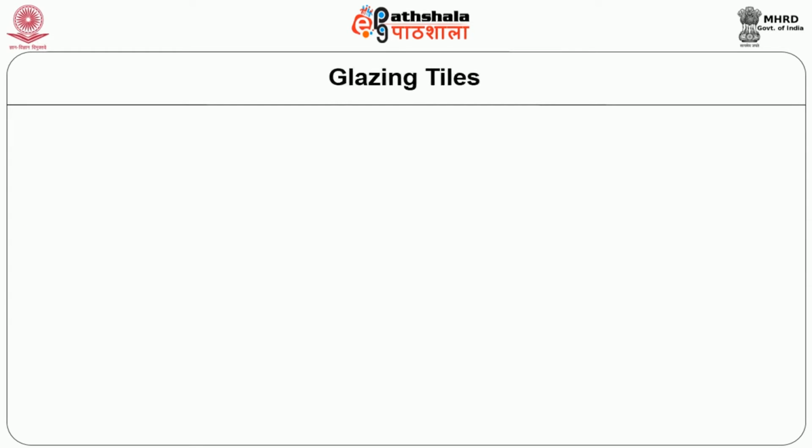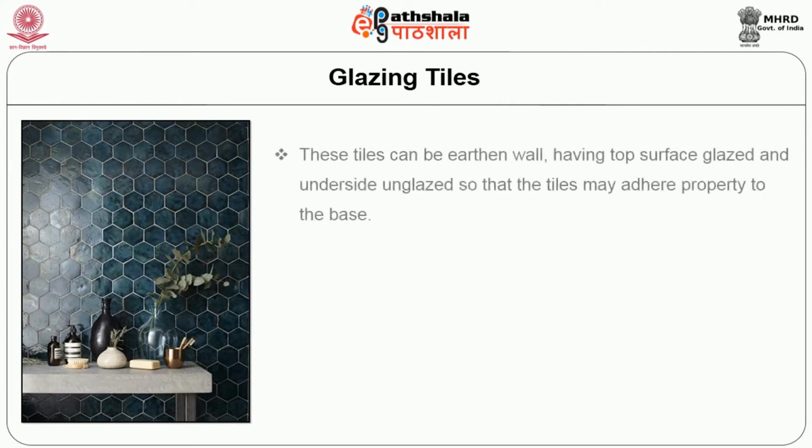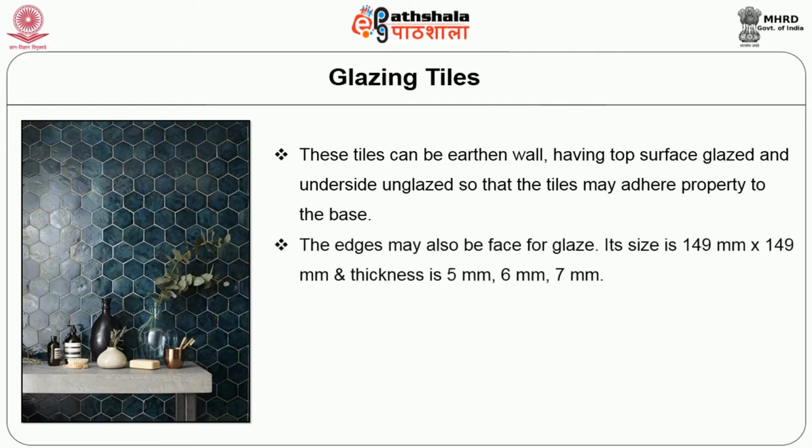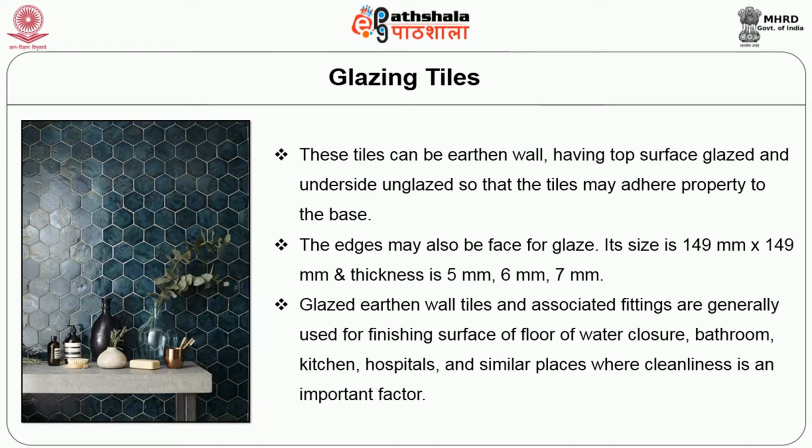We also have another variety called glazed tiles, and these tiles can be earthenware having the top surface glazed and the underside unglazed so that the tiles have an adhering property to the base. The edges may also be faced for glaze, and sizes from 149 millimeter by 149 millimeter and thicknesses of 5 millimeters, 6 millimeters and 7 millimeters are available. Glazed earthen wall tiles and associated fittings are generally used for finishing surfaces of floors of water closets, bathrooms, kitchens, hospitals and similar places where cleanliness is a very important factor.